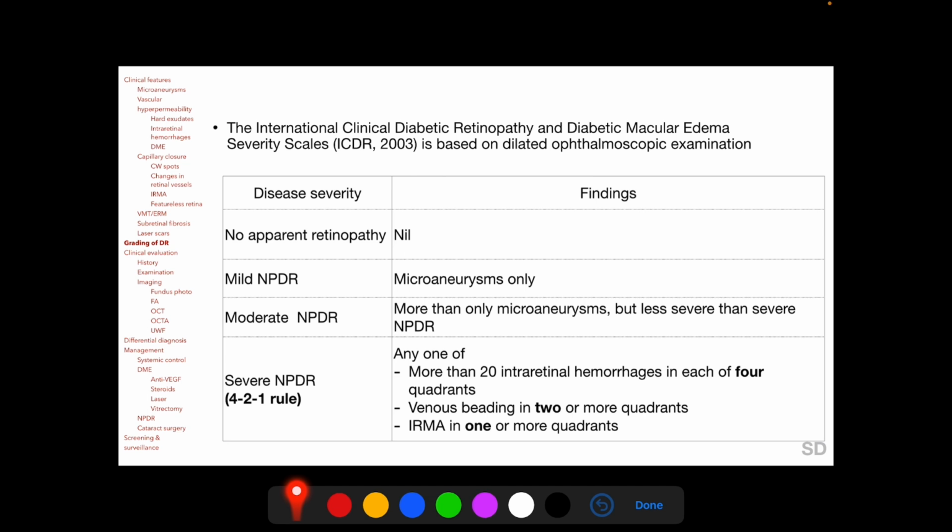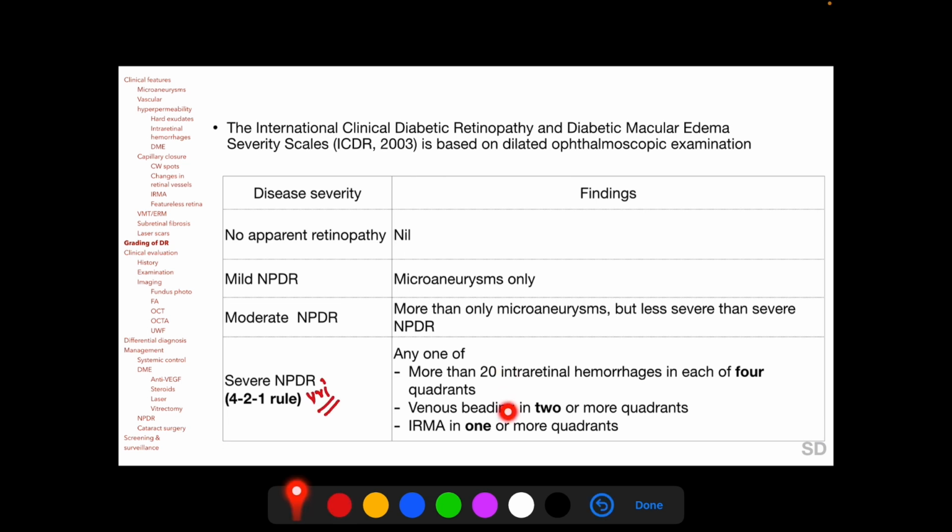The ICDR grades diabetic retinopathy as no apparent retinopathy when there are no clinical features of diabetic retinopathy, as mild non-proliferative diabetic retinopathy when only microaneurysms are present, as moderate non-proliferative diabetic retinopathy when clinical features of diabetic retinopathy in addition to microaneurysms are present but do not satisfy the definition of severe non-proliferative diabetic retinopathy, and severe non-proliferative diabetic retinopathy, which is defined as the presence of any one of: more than 20 intraretinal hemorrhages in each of 4 retinal quadrants, venous beading in 2 or more quadrants, and IRMA in 1 or more quadrants. This is called the 4-2-1 rule, which is very important to remember.